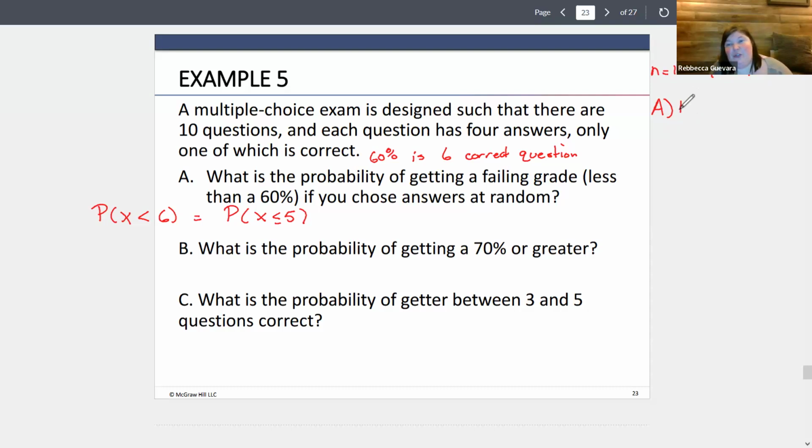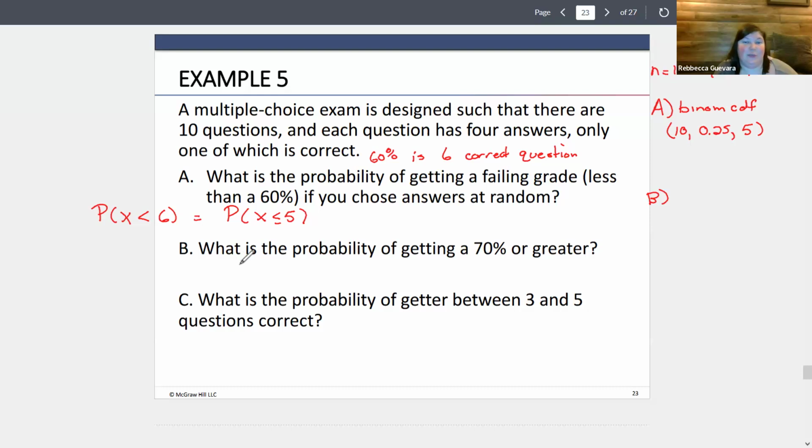So I would have to do the binomcdf. What I'd have is 10 trials, a probability of 0.25 of succeeding, and because I'm using CDF, I would put in a 5. Like I said, I don't need the 6 because the 6 would be included. I want to make sure that 6 is not included.